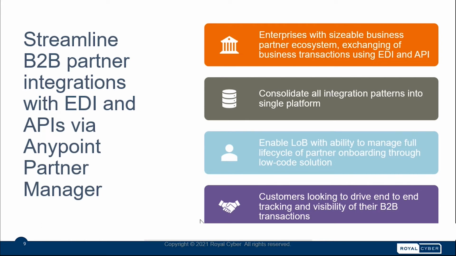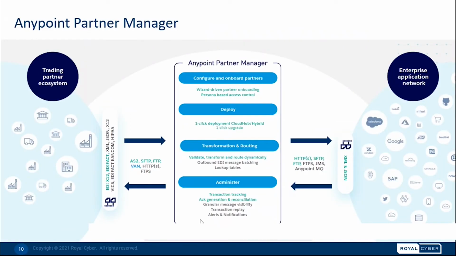Next, consolidate all integration patterns into a single platform, like API and microservices, file-based transfers, message queuing, and event-driven, etc. It enables line of business with the ability to manage the full life cycle of partner onboarding through a low-code solution, and customers looking to drive end-to-end tracking and visibility of their B2B transactions across systems.